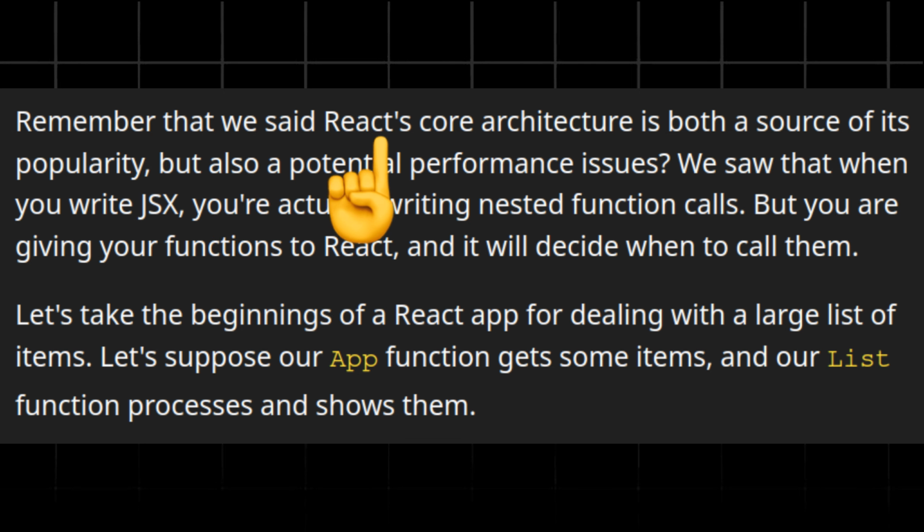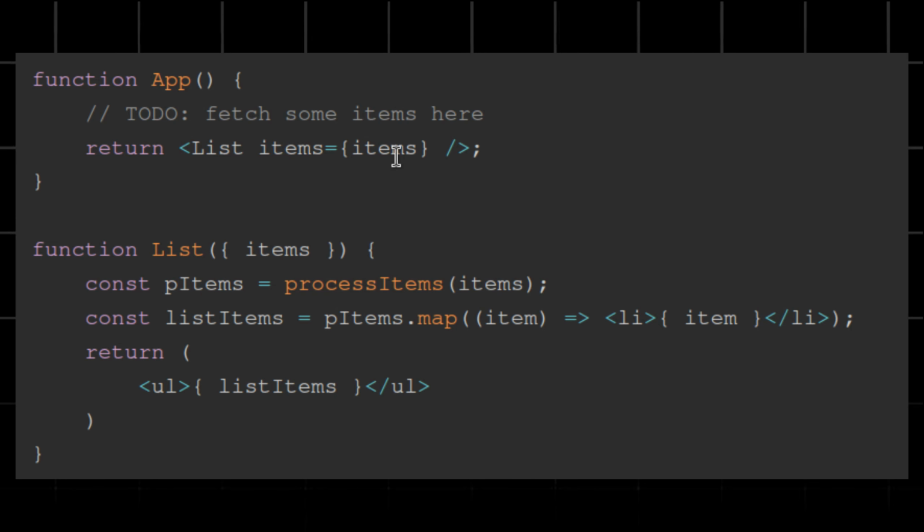Before we move on to the React compiler itself, there are a few things that you need to know. Remember that we said React's core architecture is both a source of its popularity and a potential performance issue. We saw that when you write JSX, you're actually writing nested function calls, but you're giving your functions to React and it will decide when to call them. Let's take the beginning of a React app for dealing with a large list of items. Let's suppose our app function gets some items and our list function processes and shows them. Our function returns a plain JavaScript object like a UL object which contains its children.